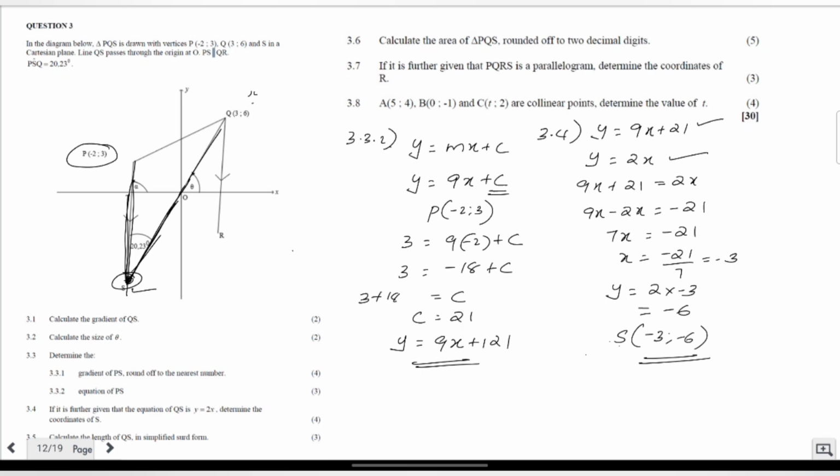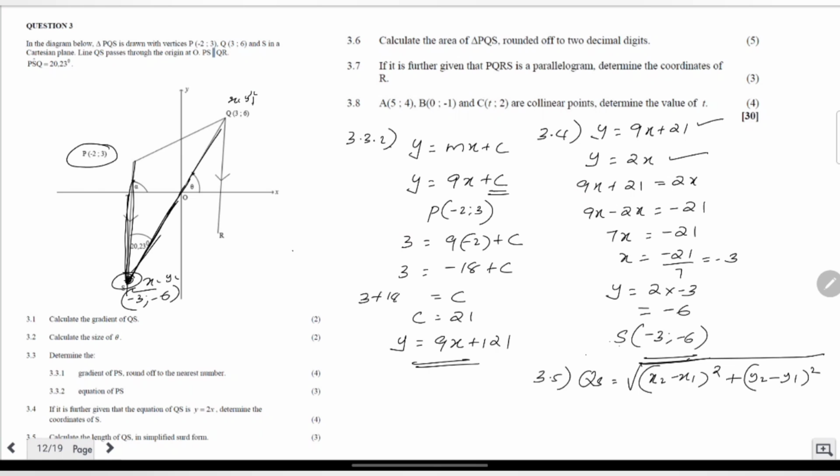Okay, then calculate the length of QS. Where Q is given, we can call it x1, y1, and S we found. What is that? Minus 3, minus 6. So this is our x2, y2. Then use the distance formula 3.5. What is QS? QS is equal to the square root of, what is the distance formula? x2 minus x1 all squared plus y2 minus y1 all squared.